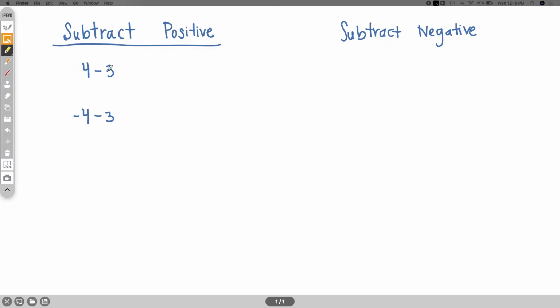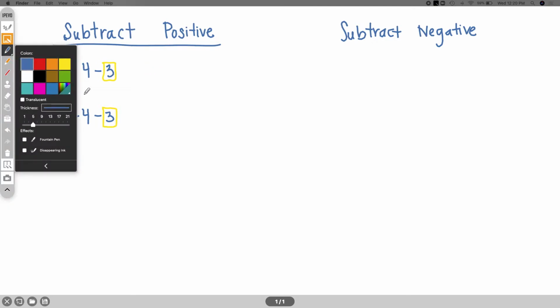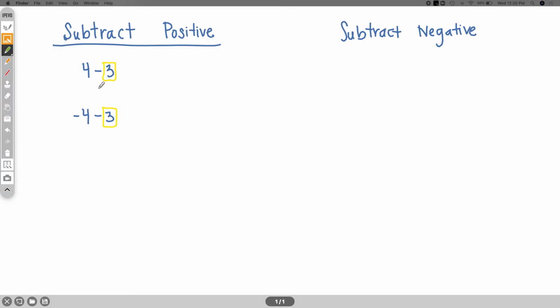And so looking at these problems, 4 minus 3, I'm doing minus 3. 3 is positive in this case, right? So writing it 3 or plus 3, that's the same as positive 3. We usually don't write the plus 3 there. We just leave it as just 3. Right, so here 4 minus 3, we're subtracting a positive.